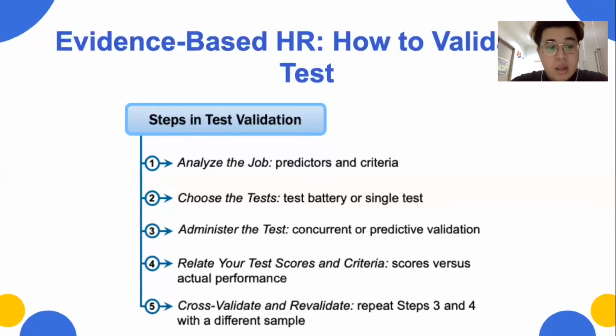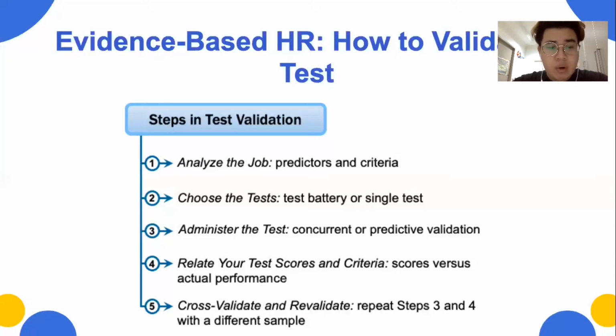Here, you can administer the test to applicants before you hire them. Then hire these applicants using only existing selection techniques, not the results of the new test. After they've been on the job for some time, measure their performance and compare it to their early test scores. You can then determine whether you could have used their performance on the new test to predict their subsequent job performance.